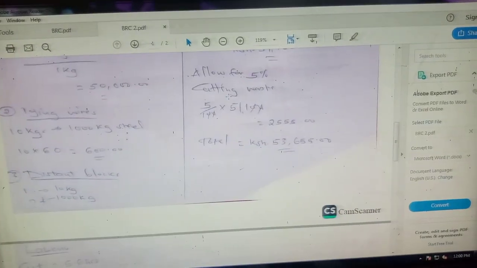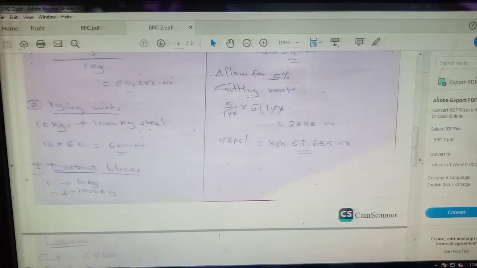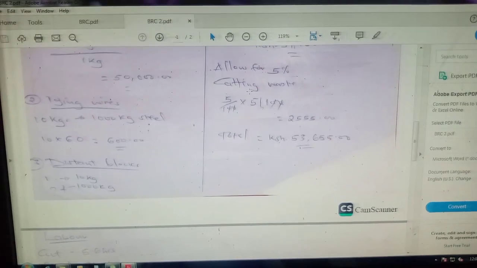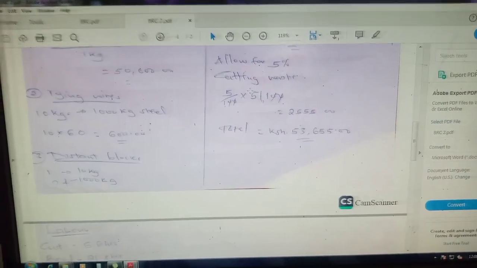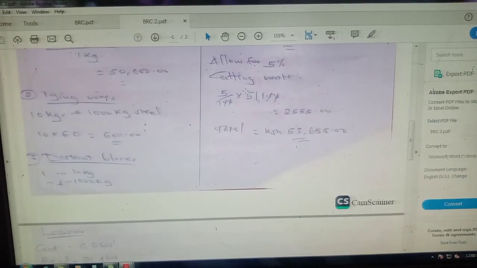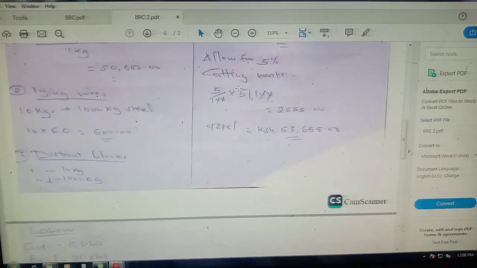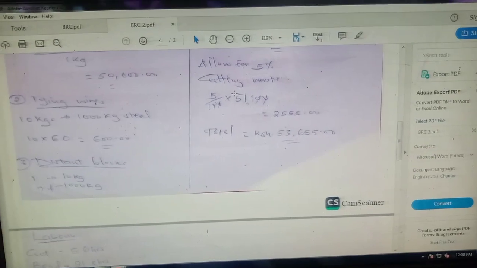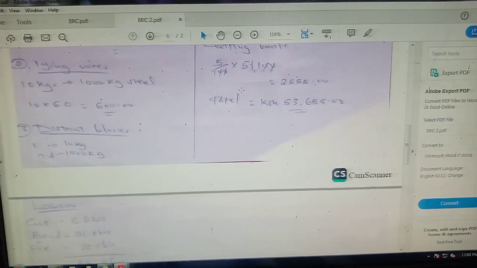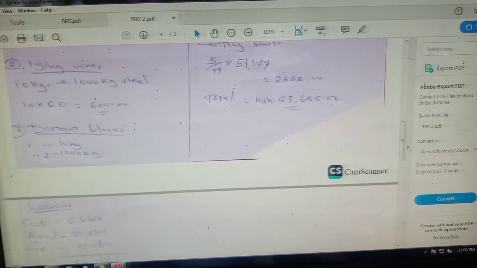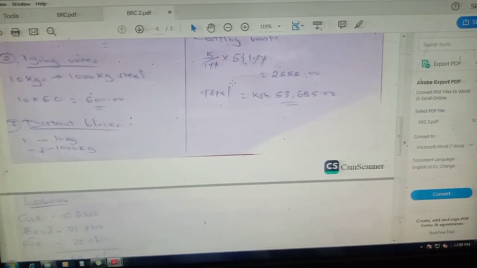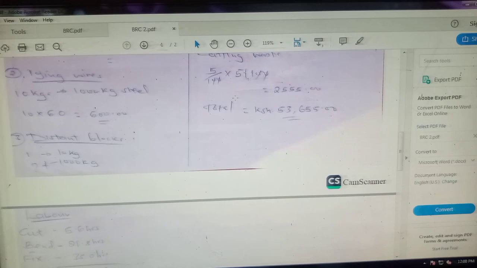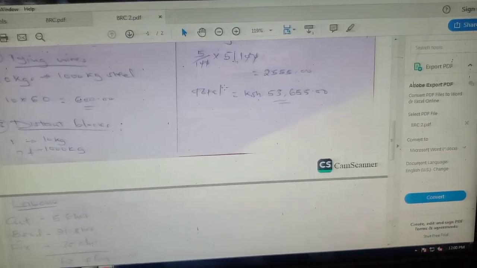Then allow for cutting waste. For reinforcement also we have cutting waste. So cutting waste is 5%. 5% of that 51,100 will be 2,555 and 00 cents. Then the total after allowances is 53,655 shillings and 00 cents.